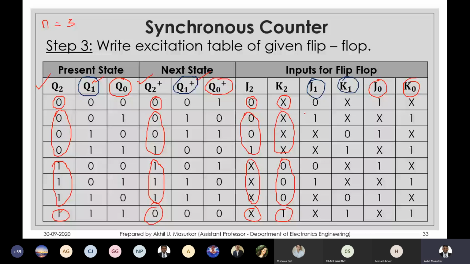So basically I now want the inputs as a function of Q and Q plus. There are 6 inputs, J2, K2, J1, K1, J0, K0. So I will require 6 K maps, and there are 8 terms. J2 depends on Q2, Q1, Q0, so there are 3 variables. I will require a 3 variable K map which will have 8 cells. First you copy this, and if there is a doubt here, please ask.